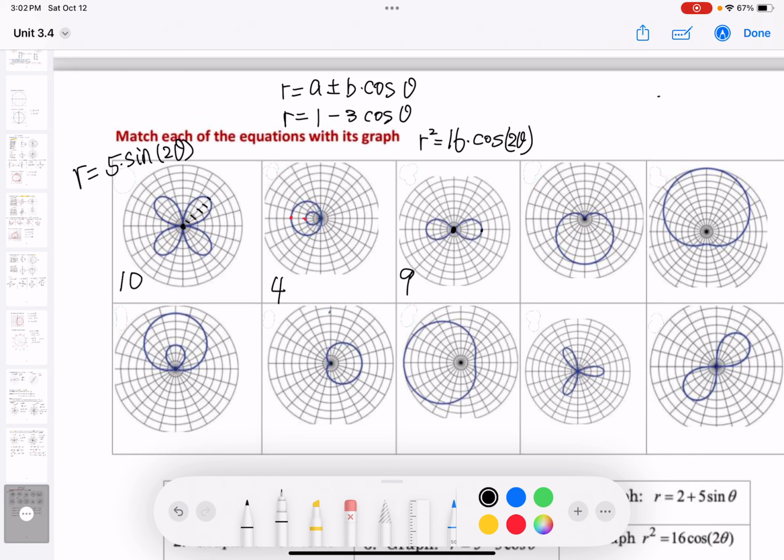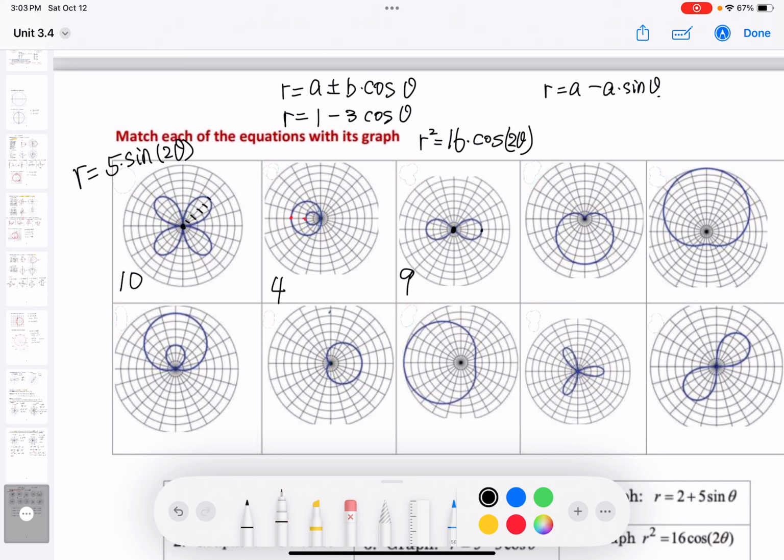For the heart shape or cardioid shape, we have r equals a plus or minus a times sine or cosine. This one must be sine because my graph lies on the y-axis. And I have a positive or negative sign. It all depends on whether my graph lies on the positive or negative y-axis. So we say negative, so I'm using minus.